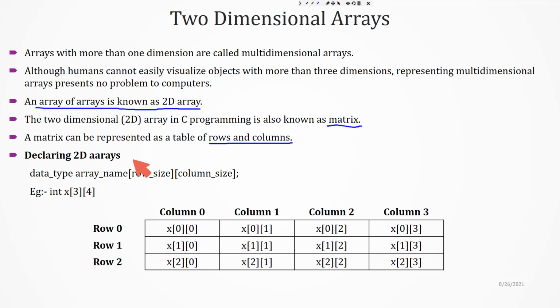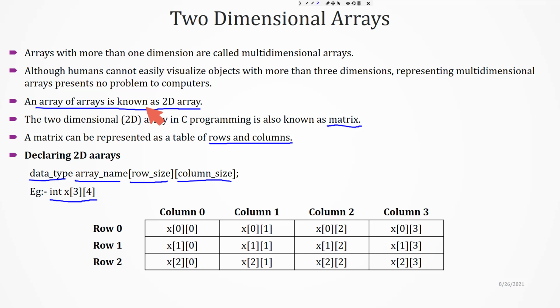Declaring 2D arrays: data type, followed by array name, followed by row size and column size. Earlier we had only the array size. Here row size and column size will be there. Suppose I have declared int x of 3, 4. It will contain 3 rows and 4 columns. So this is the representation of that array. I have 3 rows and 4 columns.